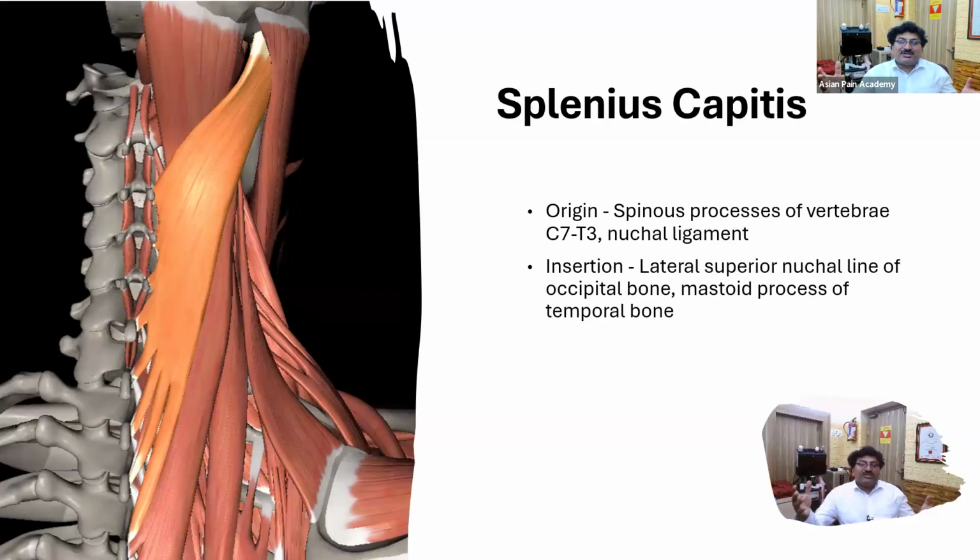Now, if we remove this muscle, just underneath, we get the splenius capitis muscle, which takes origin from the spinous process of the C7 to T3 and along with the nuchal ligament, and it inserts to the superolateral nuchal line of the occipital bone and close to the mastoid process of the temporal bone. So it is attaching at this point. Remember, it remains as a splint-like. That is why the name is splenius, and it is one of the superficial group of muscles.